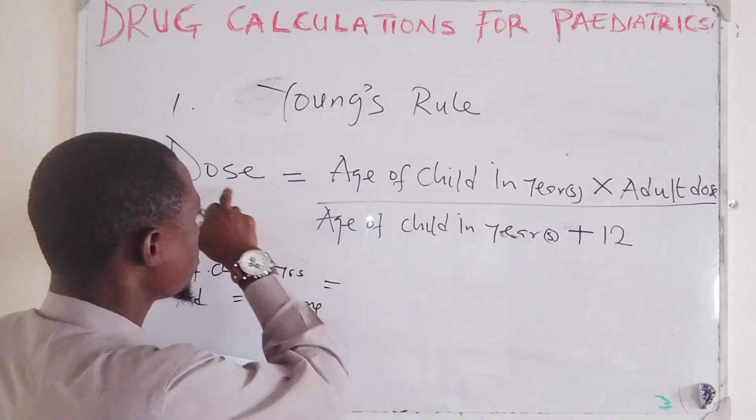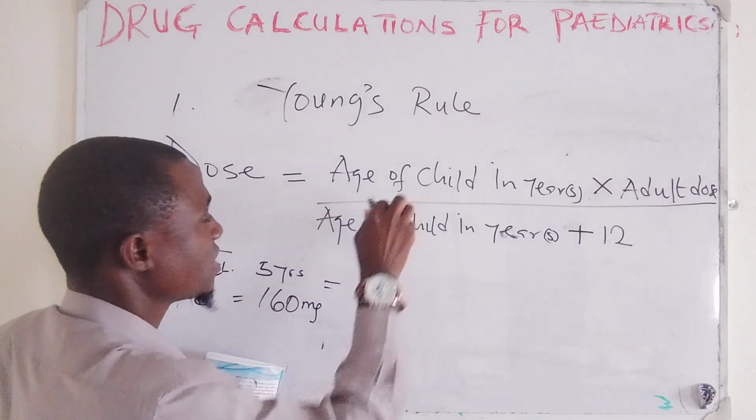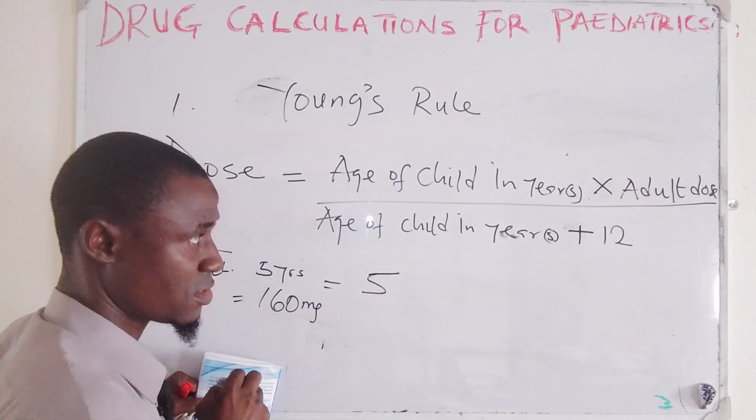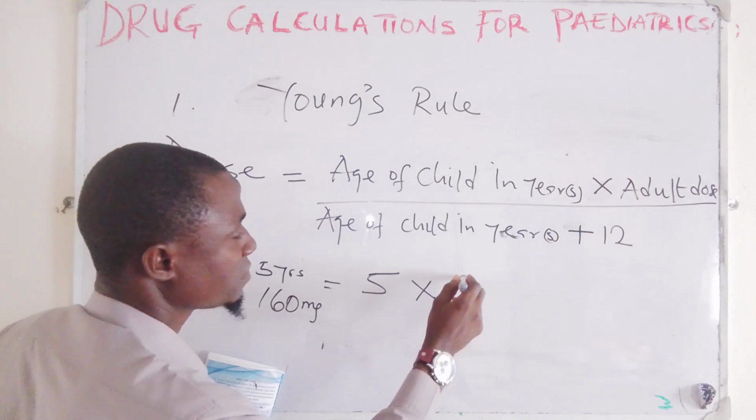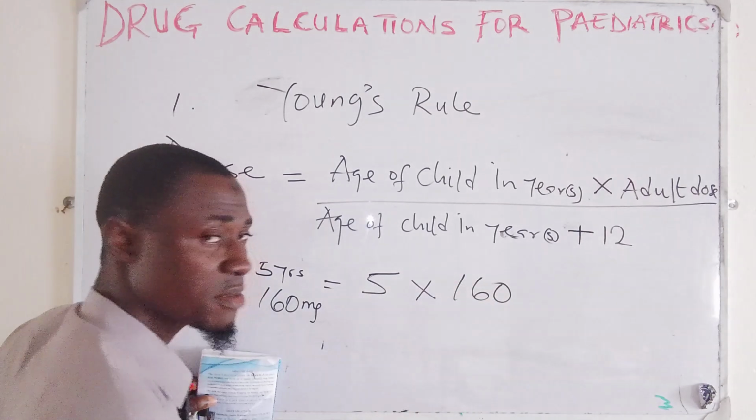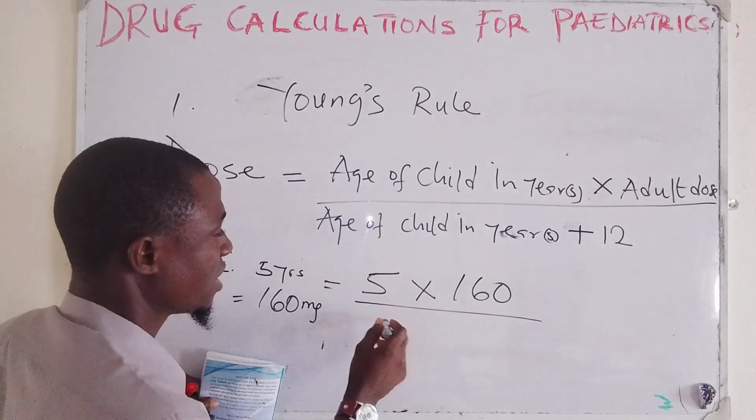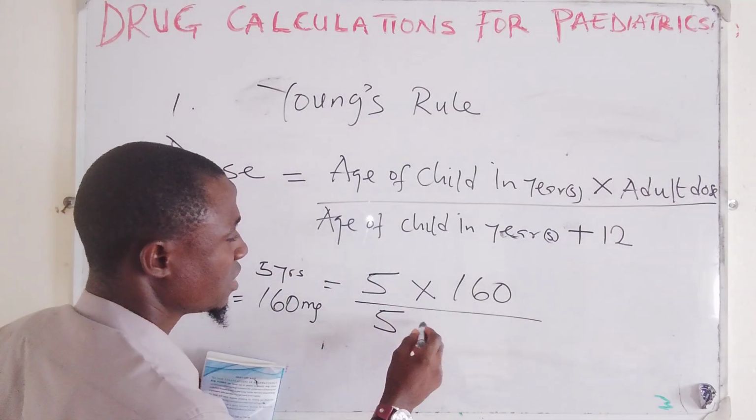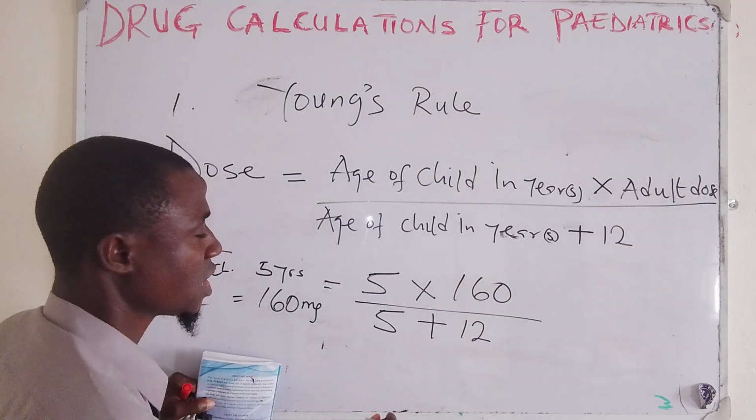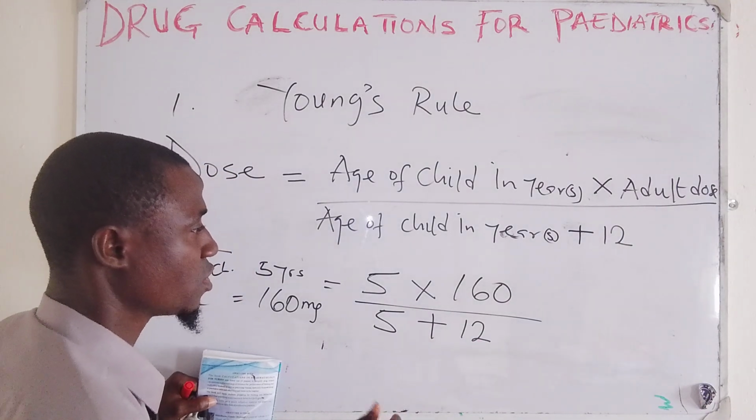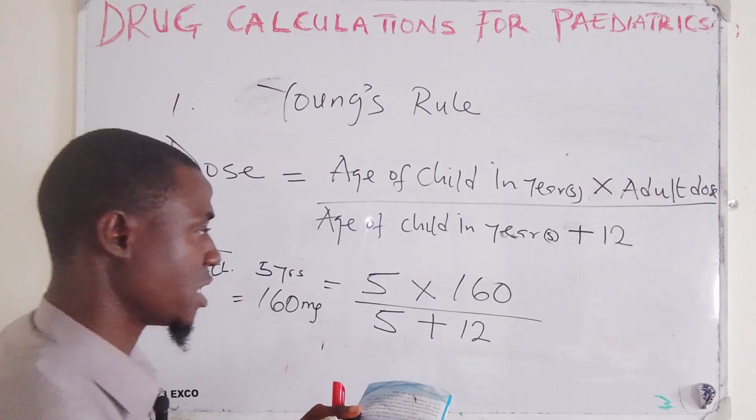Now, using this to calculate the dose of artemether injection you will give, the age of the child has been given to be 5 years. So that is 5 multiplied by the adult dose, which has been given to be 160 milligram, right? Then over what? The age of the child here, 5 again, plus 12. So this is the substitution of the information that we have collected earlier.